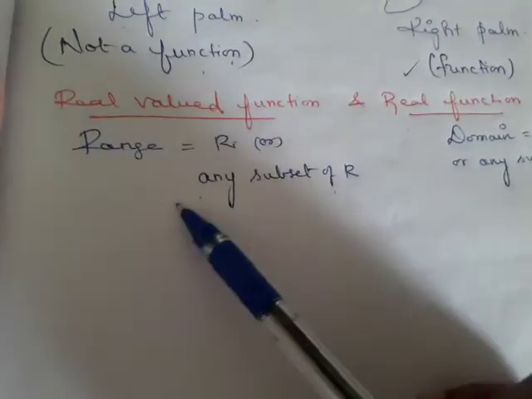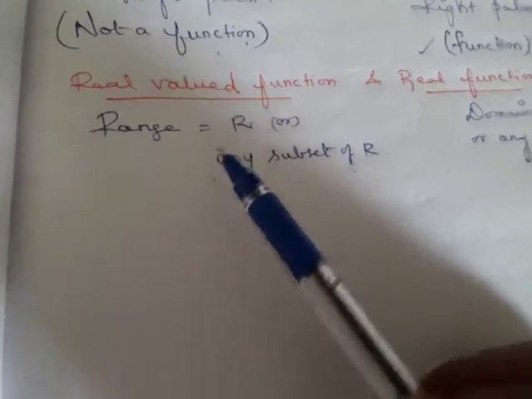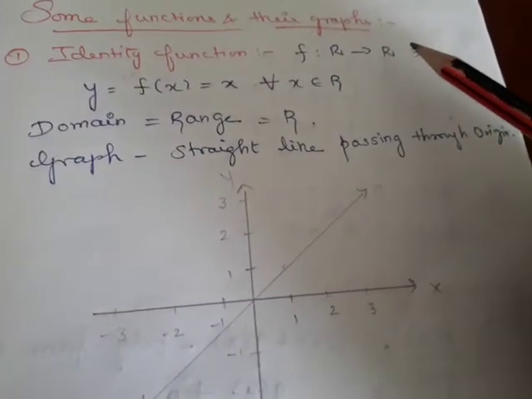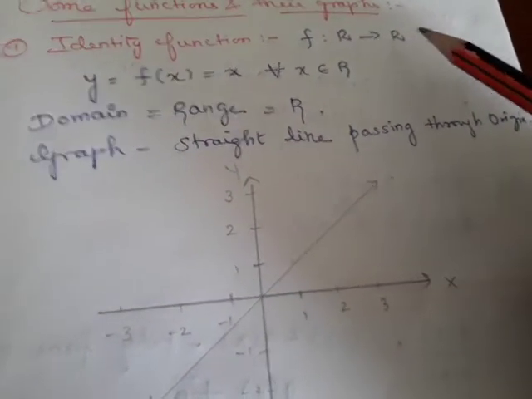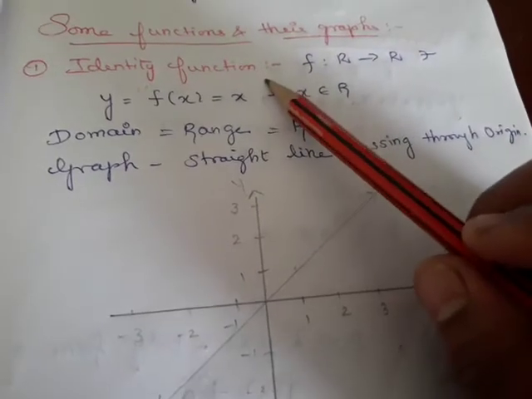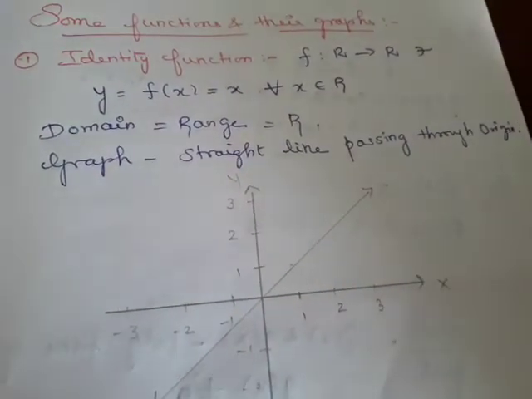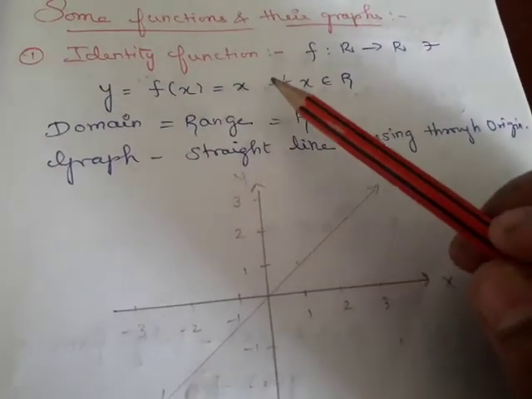If the range is real numbers, then it is called a real valued function, right? Now let us see some of the standard functions and how their graphs are going to be. First one is the identity function. What is meant by identity function? Identity means the same number. So the number which maps to itself, right?